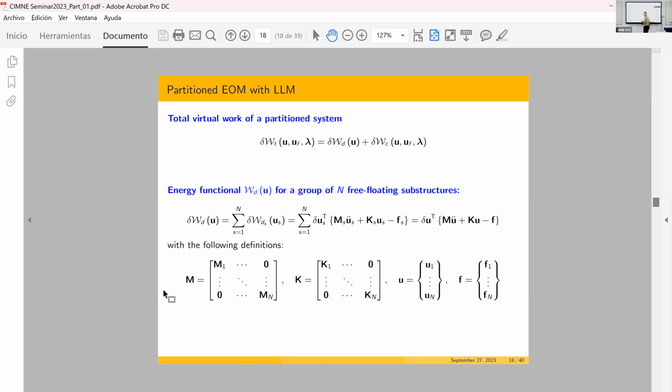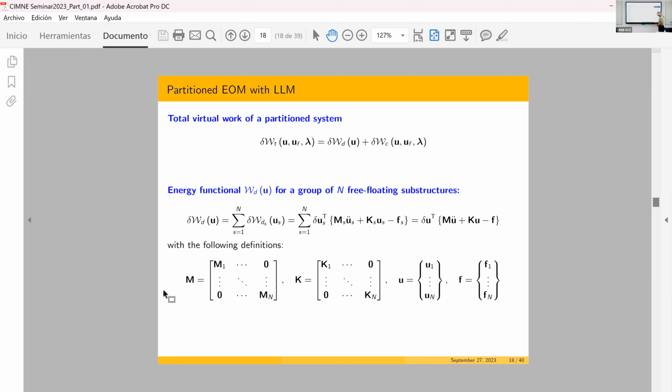So with that, the virtual work is just deformation, theories of freedom, and then constraints. And this is a potential in a dynamic sense. And they are all block diagonal.